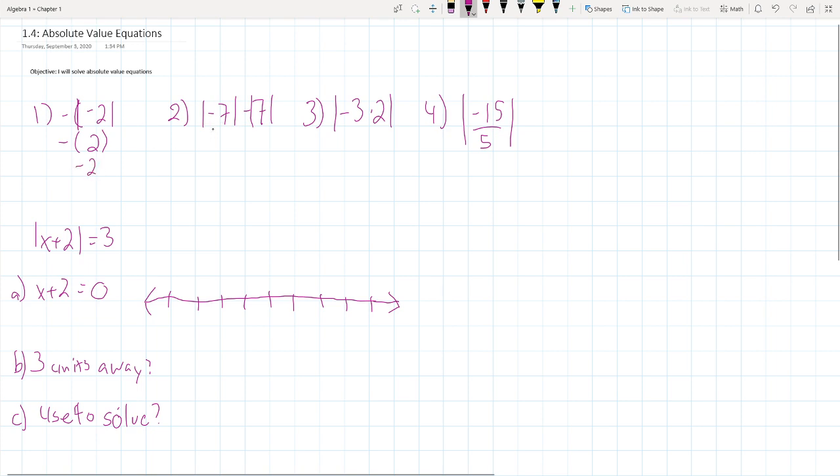Same thing applies to number 2. Negative 7 turns into 7, minus 7. And so we get 7, or minus 7, so we get 0.